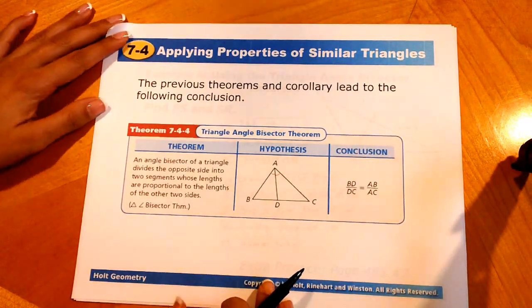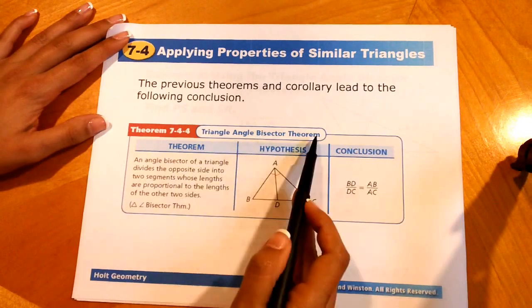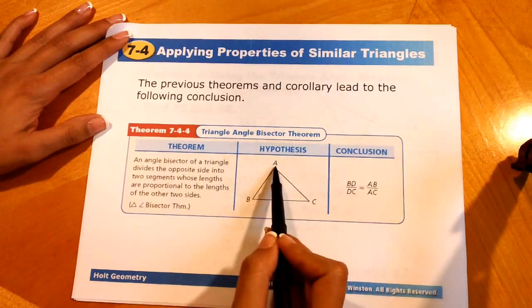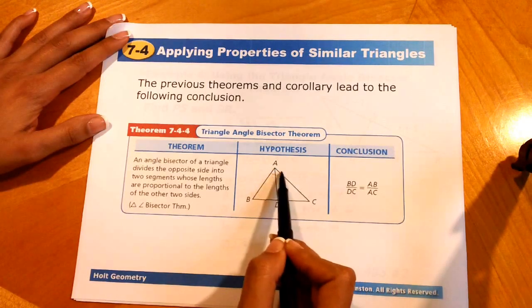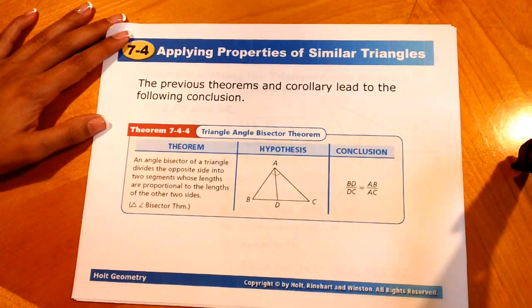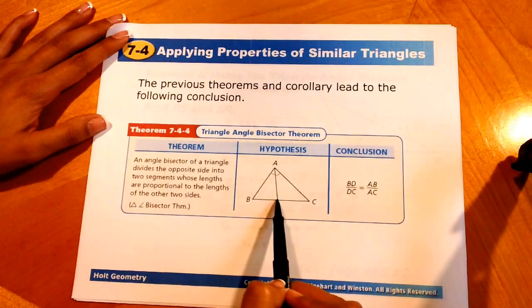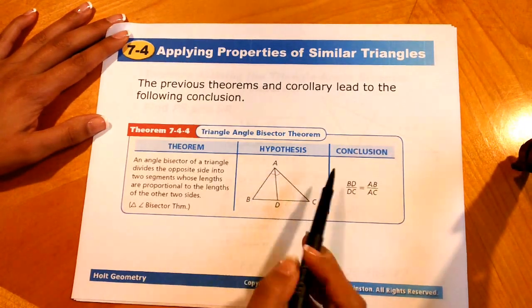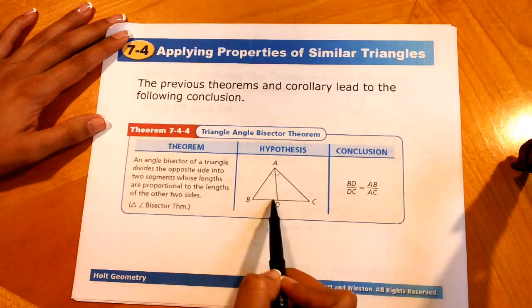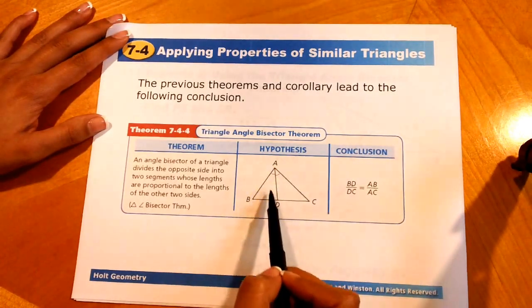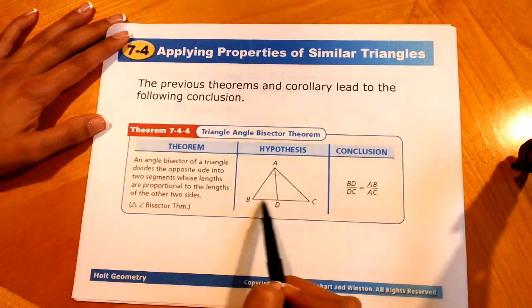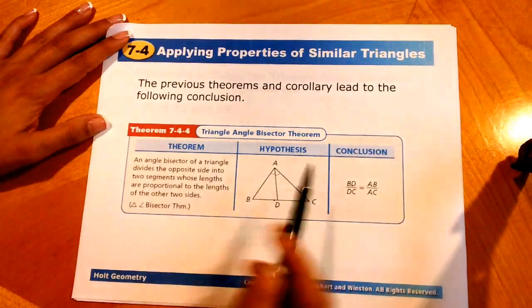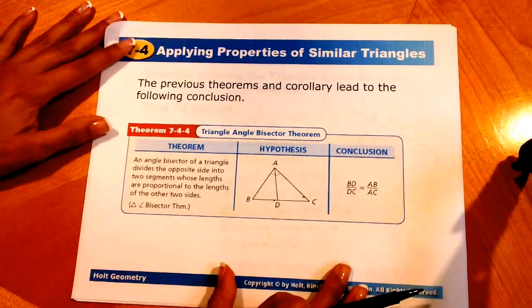Last theorem, the triangle angle bisector theorem, says that if I have a triangle with one of the angles bisected, so these two angles are congruent, then I can say that BD over DC is equal to AB over AC. So the smaller, well, it doesn't really matter which is smaller, but one side of the base to the other, and then the leg over the other leg.